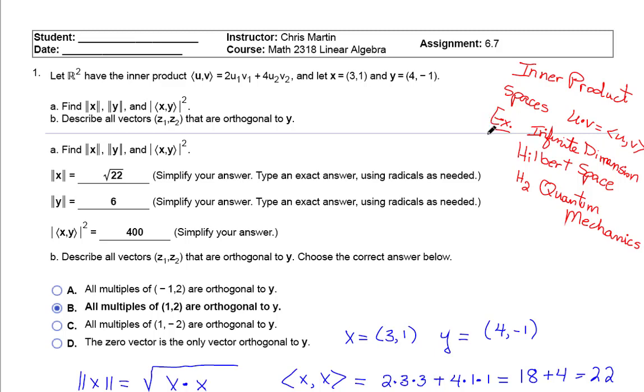An interesting example, one that is infinite dimensional, is called a Hilbert space, or H2, and it has important implications in quantum mechanics. Just a side tip. All right, in question 2, we have an inner product, and the inner product between u and v is defined in terms of some action on their components. All right, so we have x and y, and they want us to make some calculations.